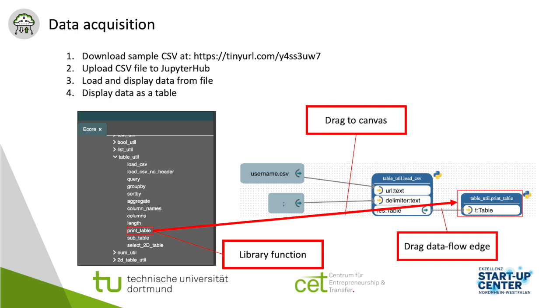Since the data from the table can now be loaded, it only needs to be visualized. For this, the print table function from the Table Util folder can be used. This is also dragged from the eCore area onto the canvas. As can be seen, the function expects a table at its input. This table returns the load CSV function, whose output only has to be connected to the input of the print table function.